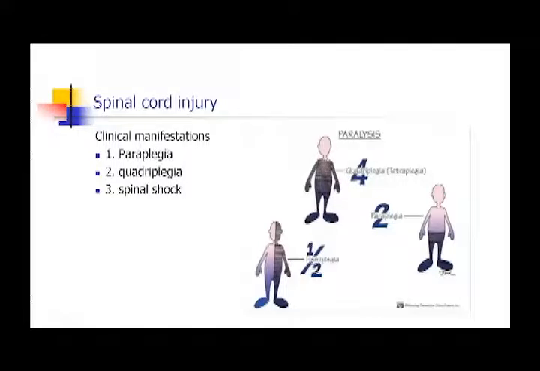Clinical manifestations as to the effect of spinal cord injury, this may lead to paraplegia, quadriplegia, or spinal shock. In paraplegia, remember, ang affected areas would be the lower extremities. Quadriplegia, all extremities. So you would expect that the spinal cord injury is at the level of the cervical vertebrae. Pag paraplegia, usually it's either lumbar or thoracic. And we also have spinal shock. This is a complication of spinal cord injury.